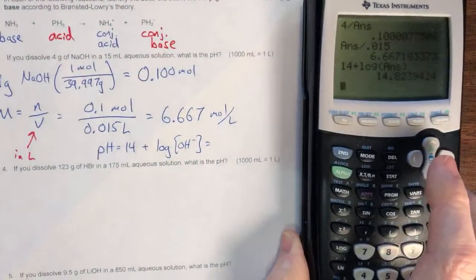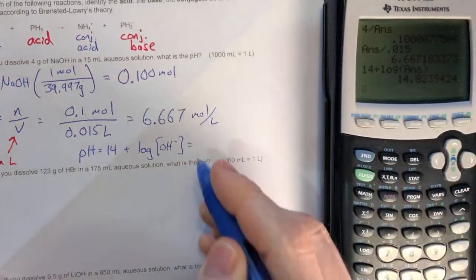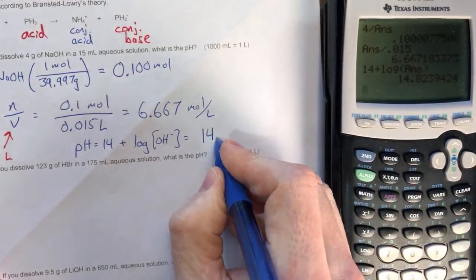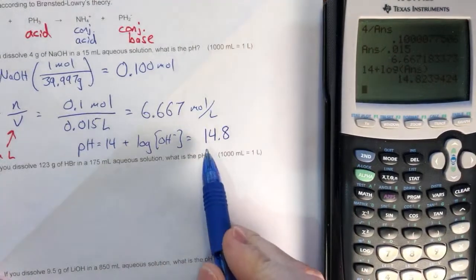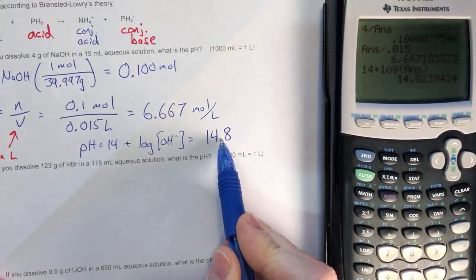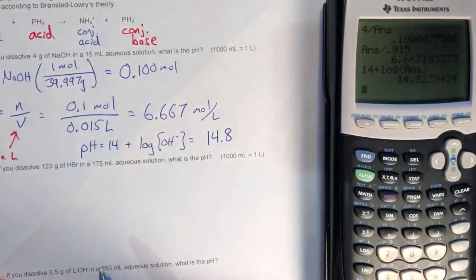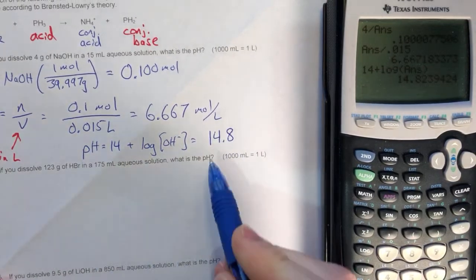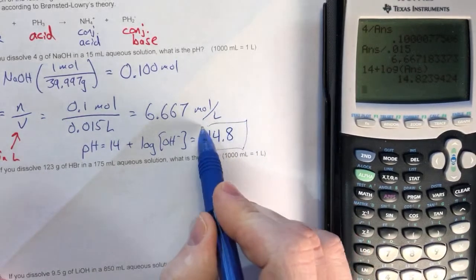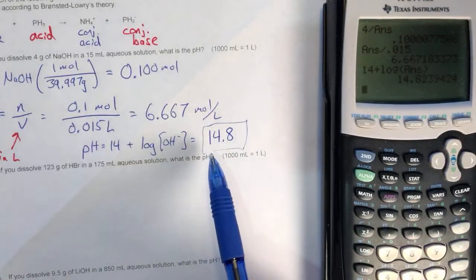14.8239. You know what? We have really only one significant figure, so we're just going to say 14.8. It might look like 3 significant figures, but remember, when you have one significant figure, that means you need one digit after the decimal point. So 14.8 is our pH in this one. All right? And that is highly, highly basic, right?